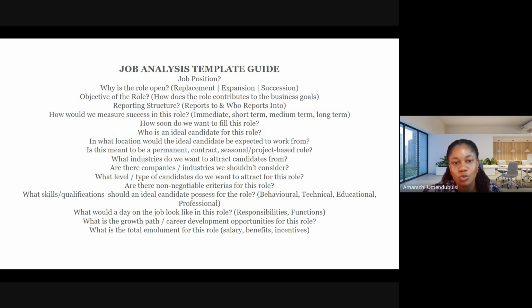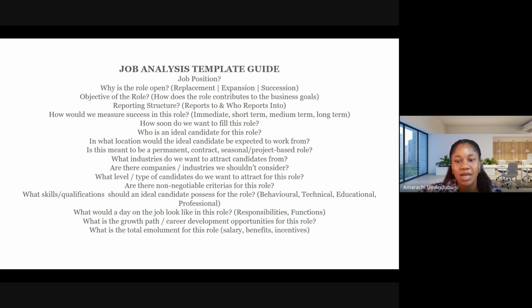Okay, so let's move on to why is the role open? At the point where a role has been identified, you've gotten clarity as to specifically what the position is. The next question is, why is this role open? For those who are doing recruitment, in fact, don't joke with this question. For those doing in-house talent acquisition, you might be in a position to know why the role is open. But again, don't work on assumption.